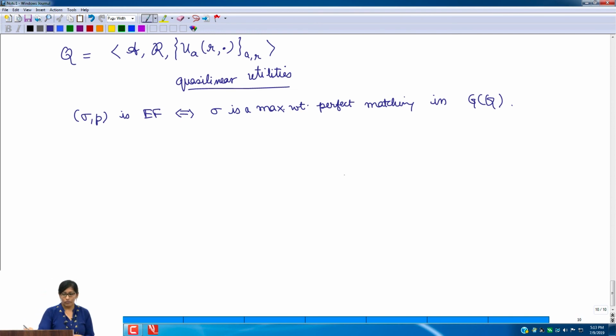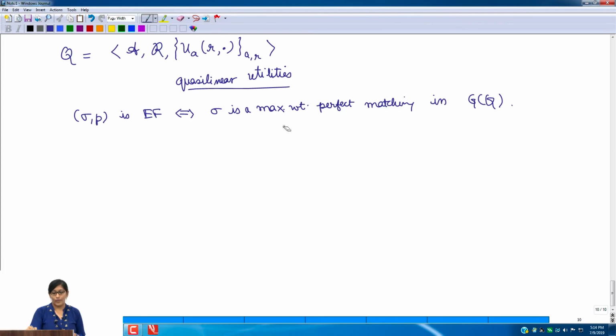And as was mentioned, this particular lemma tells you how to compute each and every possible envy-free solution. You just compute a maximum weight perfect matching in the graph GQ, and then we'll see how via LP duality you can come up with a price vector as well. In particular, the price vector is the solution of the dual of the LP you consider for maximum weight perfect matching.